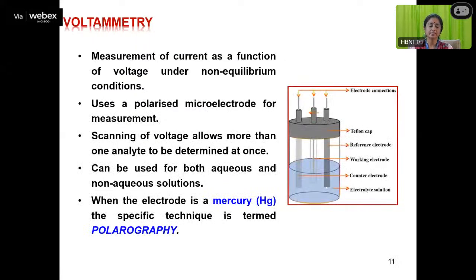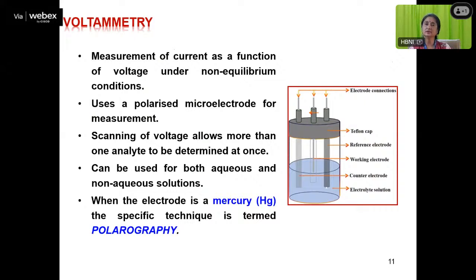Now, what is voltammetry? Voltammetry is the measurement of current as a function of voltage under non-equilibrium conditions. It uses a polarized macroelectrode for measurement. The scanning of voltage allows more than one analyte to be determined at once. It can be used for both aqueous and non-aqueous solutions. And in voltammetry, when the working electrode is mercury, then the specific technique is known as polarography.